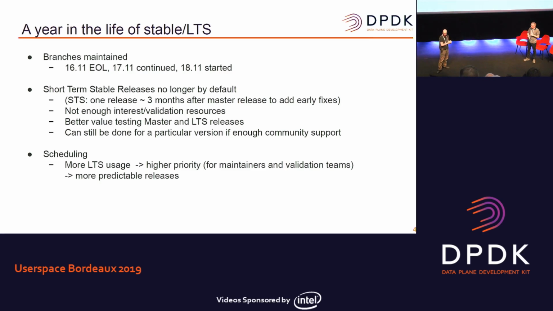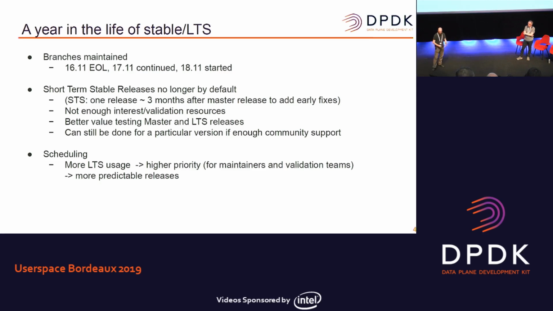What else happened? We used to have short-term stable releases, those small .1 releases that happen after every mainline one. Now, we decided this year to stop doing those for a variety of reasons. The first and main reason was bandwidth. We did not have enough validation bandwidth or maintainers bandwidth to take care of them. And also, it seemed like there was not much interest in them, and not much use. So we put out some calls for maintainership, for validation, for volunteers, but nothing happened, so we decided to drop them.